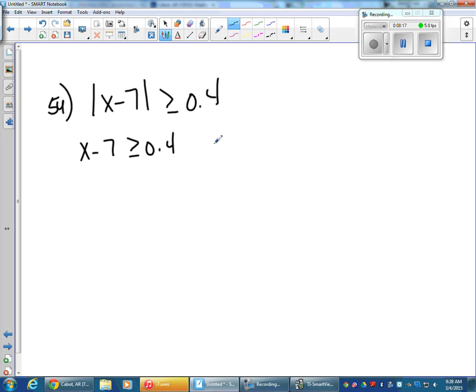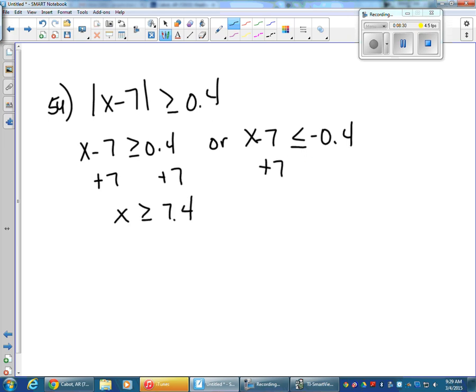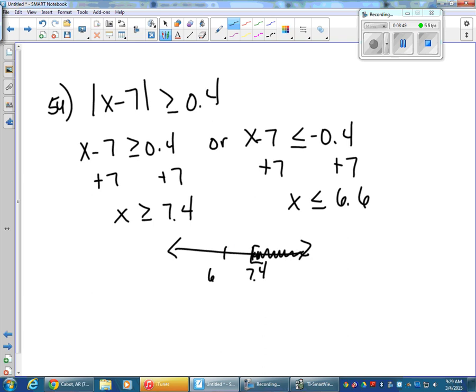So x minus 7 is greater than or equal to 0.4, or x minus 7 is less than or equal to negative 0.4. Add 7 to both sides. I get x is greater than or equal to 7.4. Add 7 to both sides here, and I get x is less than or equal to 6.6. So what I would do here is I would graph this at 7.4. I would put a bracket and shade to the right because it's greater than or equal to 7.4. And then at 6.6, I'm going to make a bracket and I'm going to shade less than. X is less than or equal to 6.6.